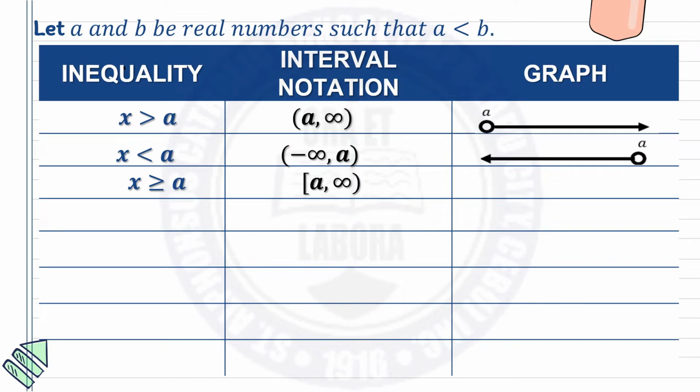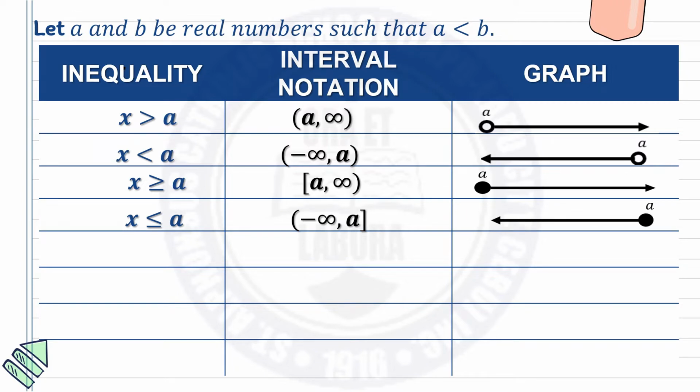You're going to have from A, including A, until positive infinity. And then for the graph, you will use a solid dot going to the positive infinity. Next, X is less than or equal to A. For the interval notation, you will have from negative infinity until A, including A. And for the graph, you will have a solid dot on A going to negative infinity.